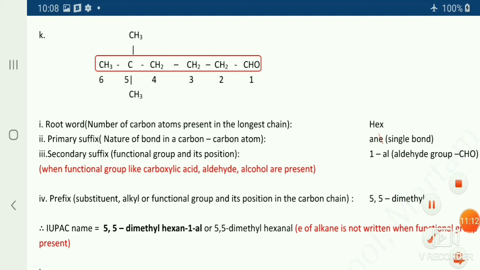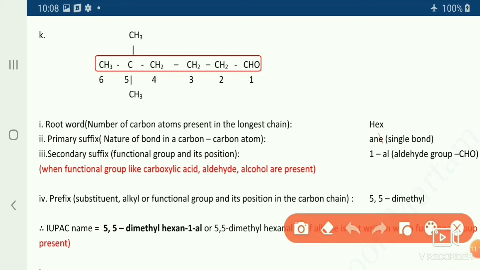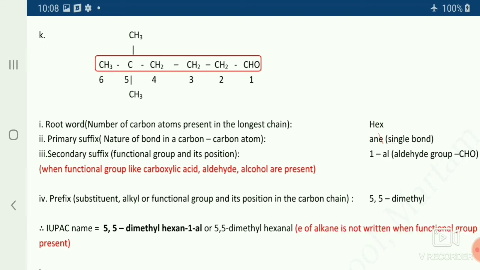So let's count the number of carbon atoms. How many are there? 1 2 3 4 5 6. That means hex. Meth, eth, prop, but, pent, hex. So your root word is hex. Clear? Then we go to the next one.